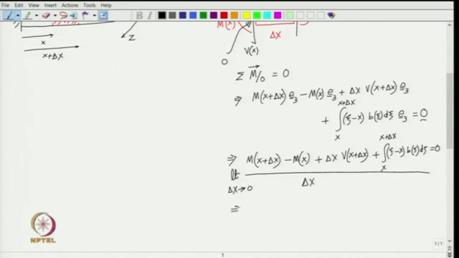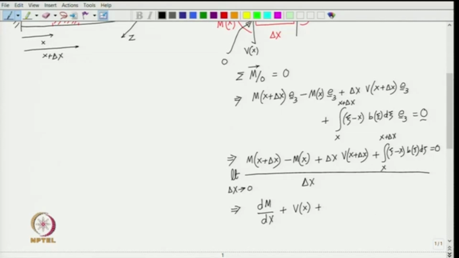So, what do we get? Can you see that the first two terms simply are the derivative of the moment? So, that is dM by dx. Then the next term is simply V of x, and what about the last term? So, the last term actually is going to vanish, is it not?